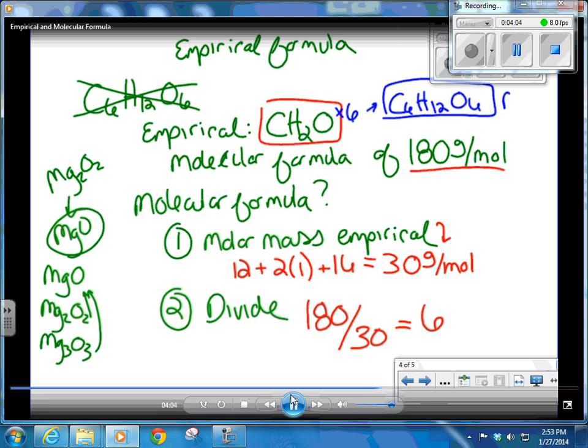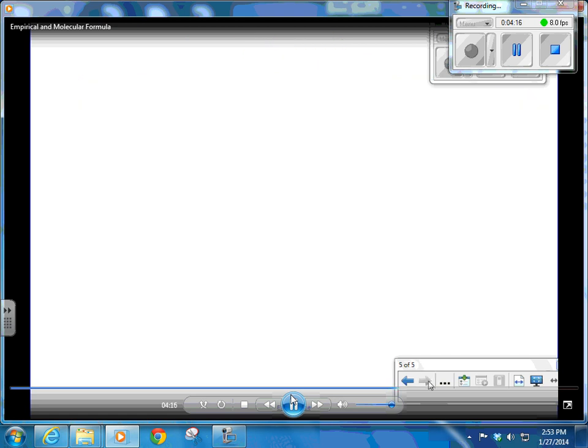Remember, if there's nothing written there, it's really a 1. 6 times 1 is 6. To check your work, reduce that back to its empirical formula and make sure it matches. You should be able to go both ways. C6H12O6 has an empirical formula of CH2O like we started with.